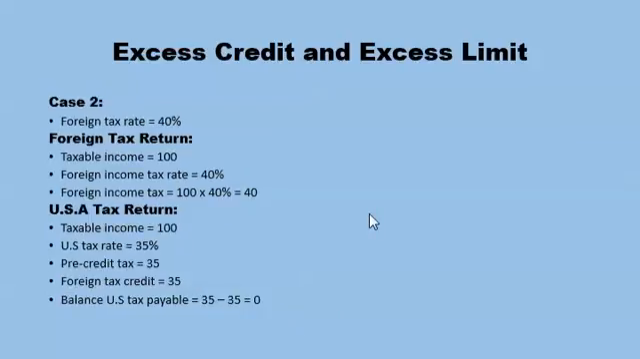Let's take case 2, where foreign tax rate is 40%. Foreign tax return would look like this. Taxable income is 100, foreign income tax rate is 40%. Foreign income tax is 100 multiplied by 40% equals 40. This is how USA tax return would look. Taxable income is 100. US tax rate is 35%. Pre-credit tax is 35. Foreign tax credit is 35. So balance US tax payable would be 35 minus 35 equals 0.